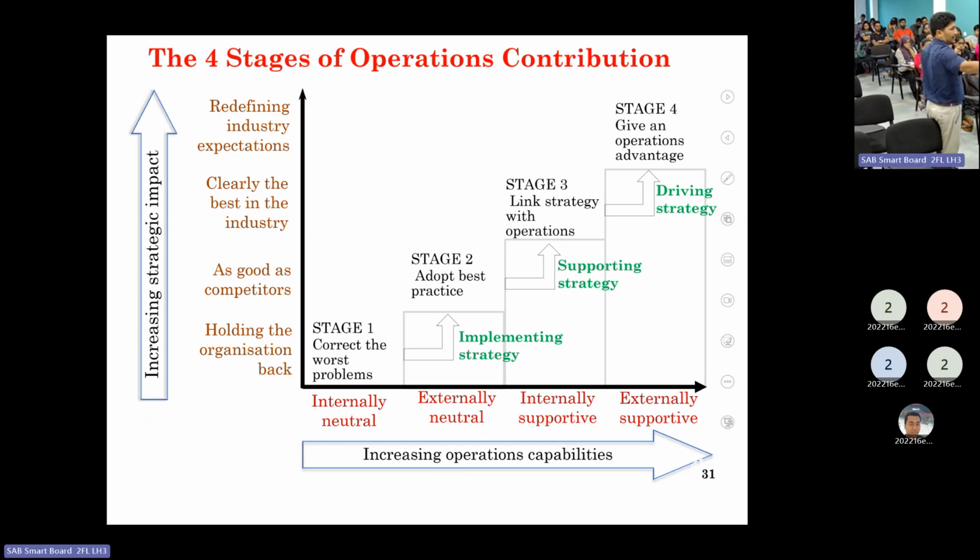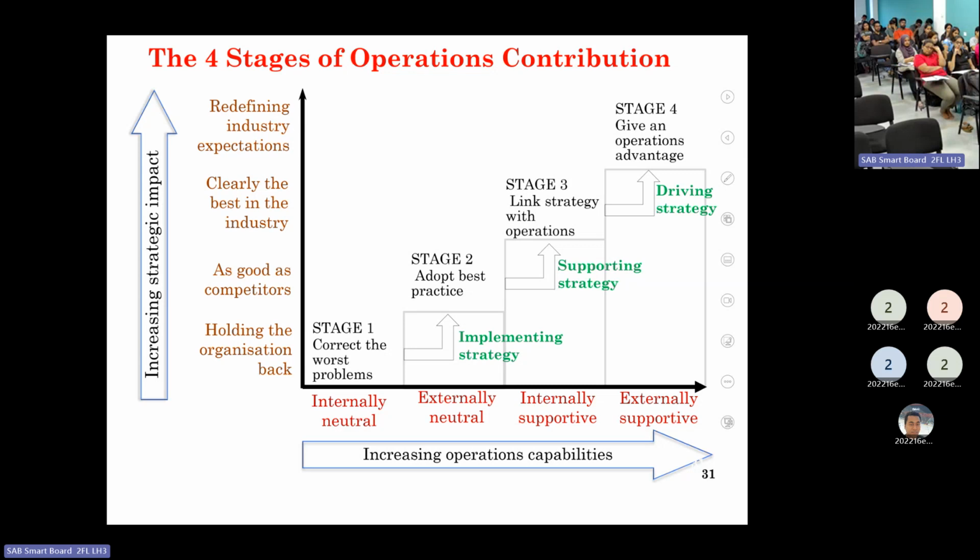And then the highest level, which is relevant for most successful businesses in the world, well, guidance. Right? So they have mastered it. They know how operations can take the business forward. They believe that operations should take the business forward. So that level, stage number four, we call drive strategy. So based on operations strengths and capabilities, their business strategy is formed. That's a very practical and sustainable way of doing it.